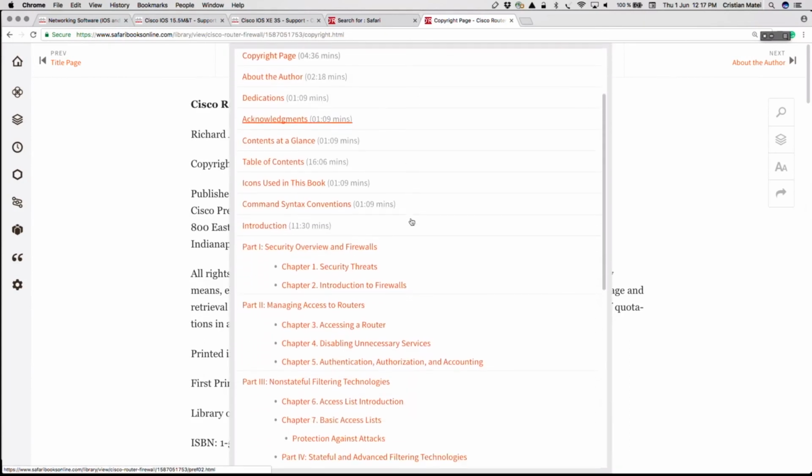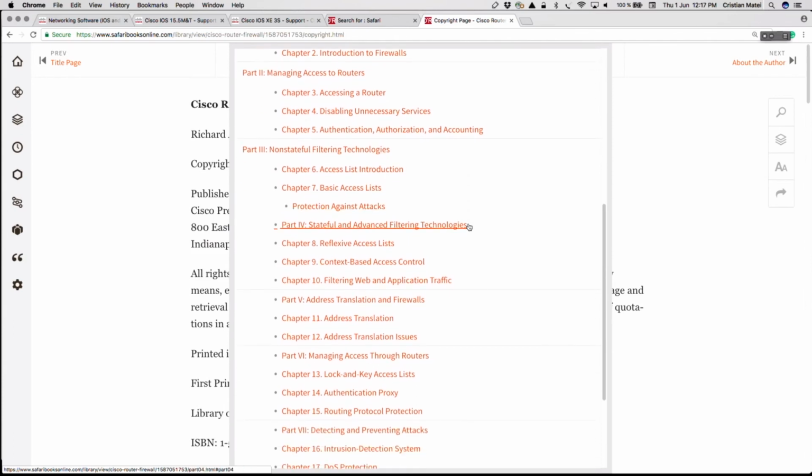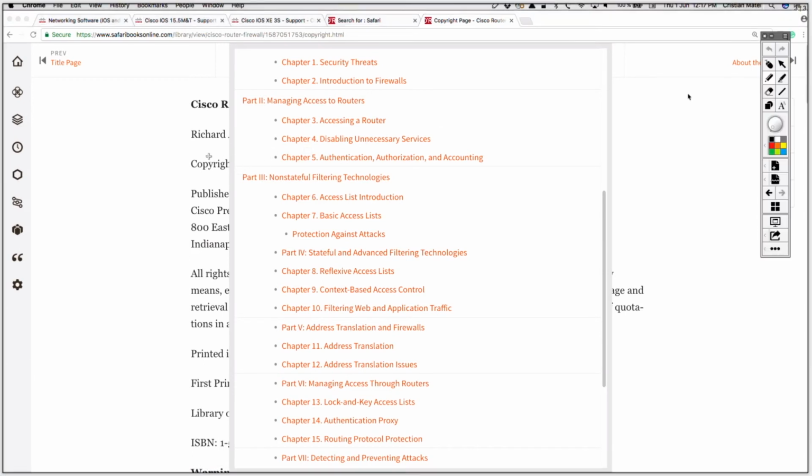And looking at the chapters, you would have to go in here and, for example, you're going to find things that speak about, of course, disabling unnecessary services, chapter 4 in here. Then chapters 6 and 7 are going to be about the usual basic ACLs. So ACLs are in chapters 6 and 7.